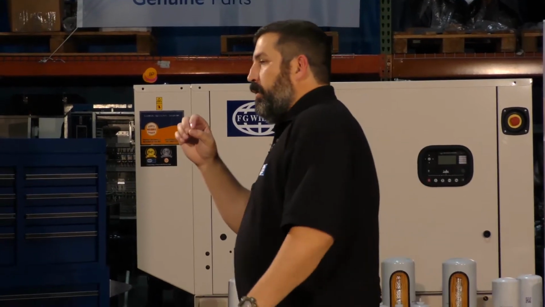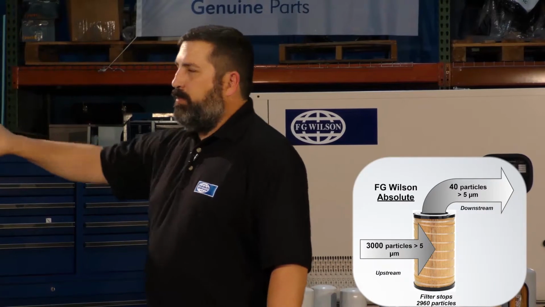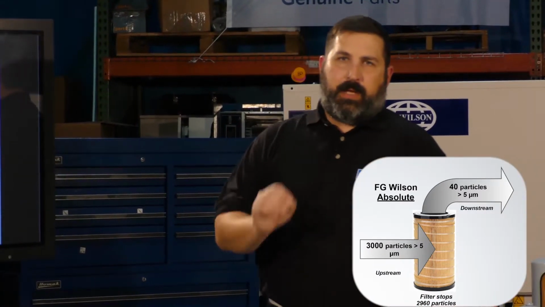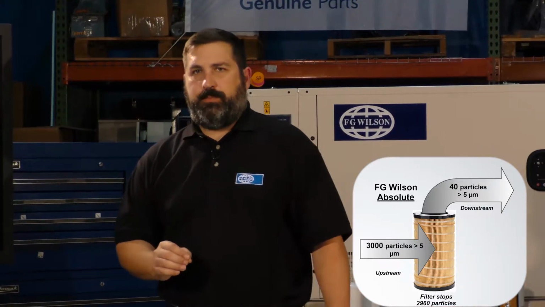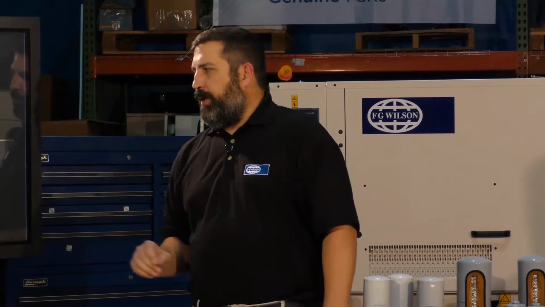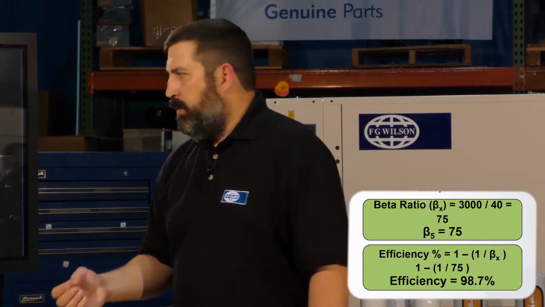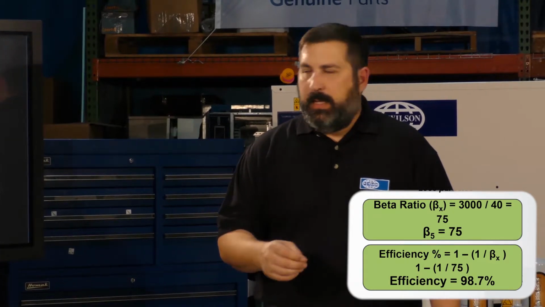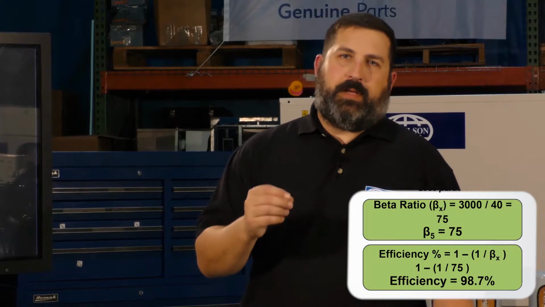When we talk about our corporate filters, we run through the same testing. 3,000 particles are introduced at 5 micron and larger. 40 particles come out. So the beta ratio, 3,000 divided by 40, is 75. So it's a beta 75. When we put that into efficiency using that same math, it's 98.7% efficient at pulling the contaminants out.